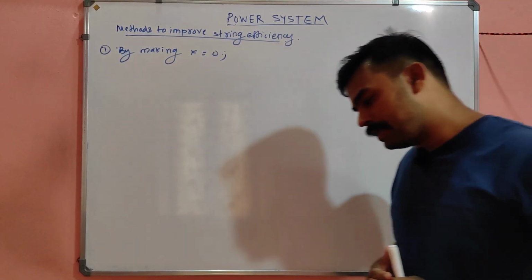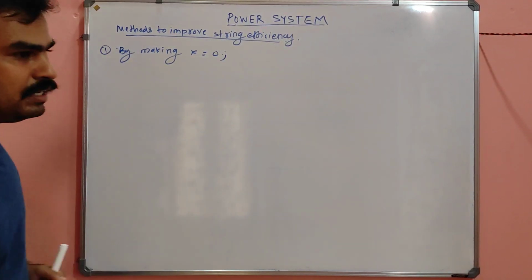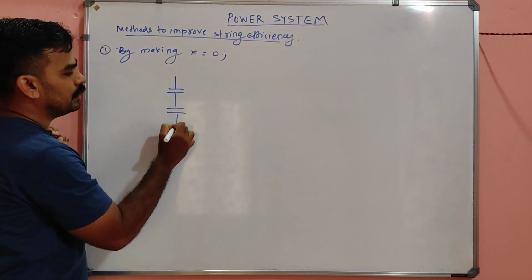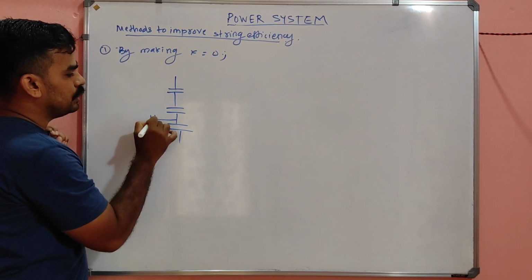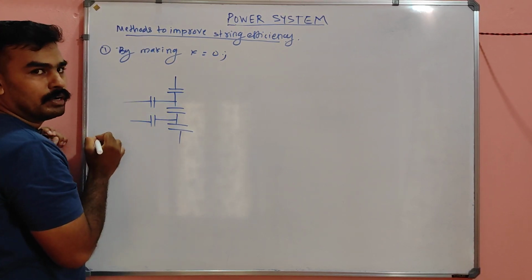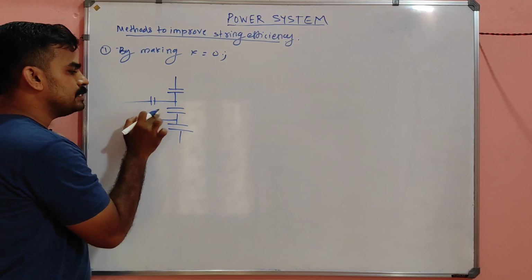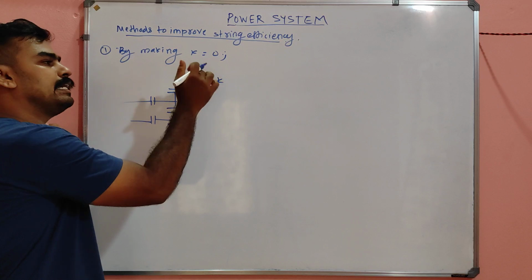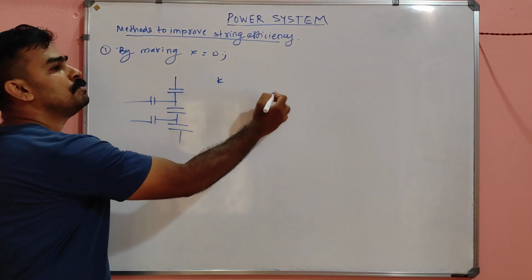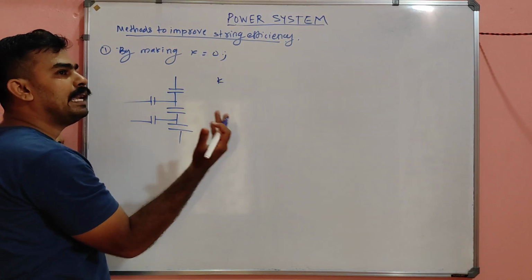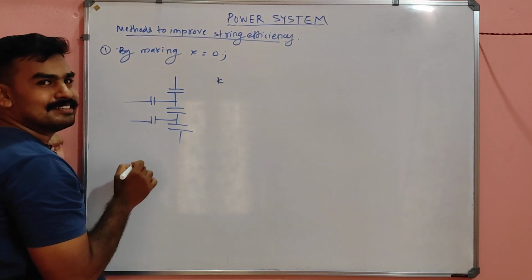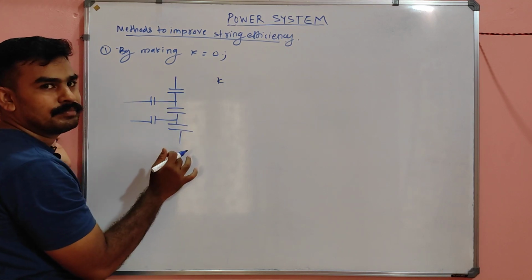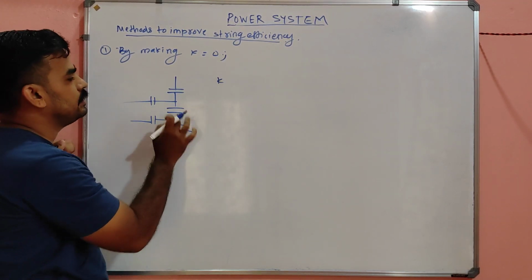If there is no shunt capacitance, there will not be any shunt current. This is the series capacitance, and this is the shunt capacitance. The presence of this shunt capacitance relative to the series capacitance makes the ratio k, and that k is the reason for the different voltage distribution. If there is no k, there will not be any shunt capacitance, and the capacitors will be only these three.